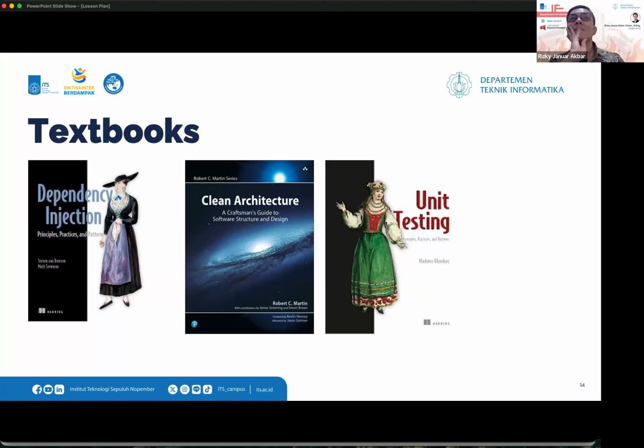And then for unit testing, I recommend you to read Unit Testing Principles, Patterns, and Practices by Vladimir Khorikov. This is a very detailed book about unit testing, about the concepts and also the practices.